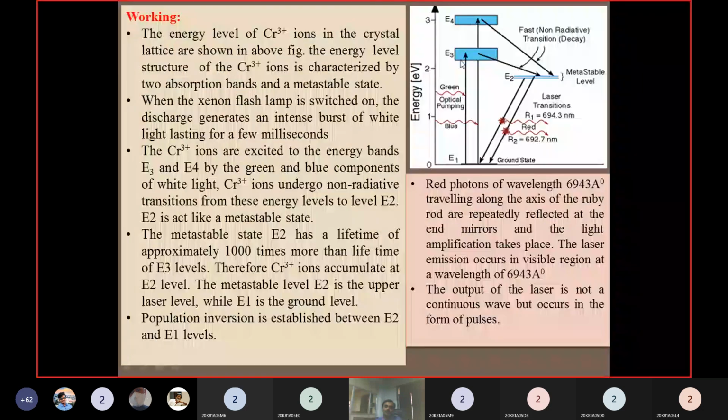The energy levels of chromium 3 plus ions in the crystal lattice are shown in the figure. Why are we discussing only chromium? Because lasing action takes place in chromium. That means chromium is the active medium. Aluminum and oxygen are inactive.